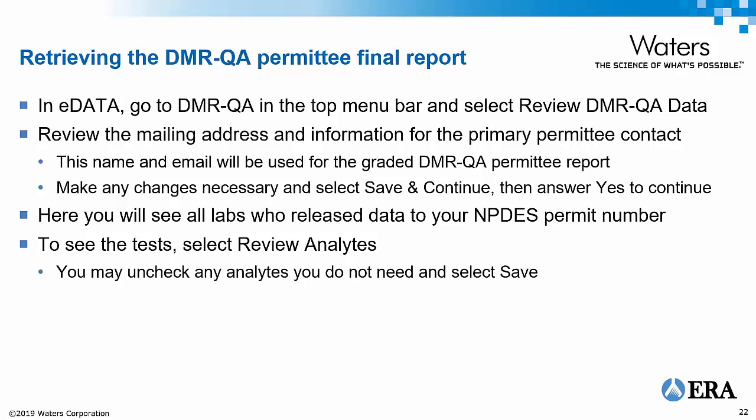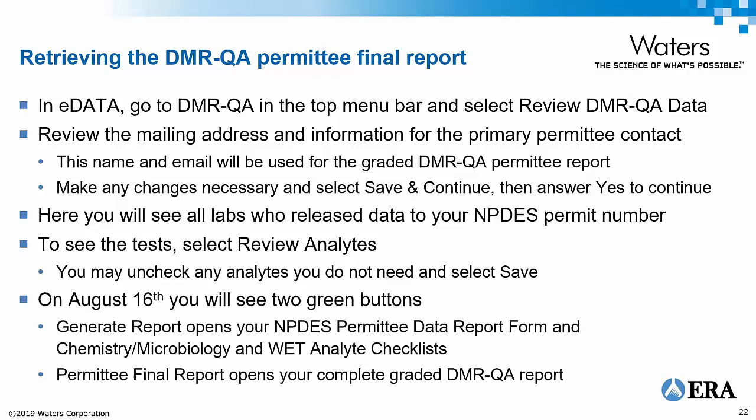When we release the graded reports on August 16th, you will then see two green buttons at the bottom of that screen. Simply Generate Report gives you a copy of the DMR-QA data report forms and checklists in case you need new ones. The Permittee Final Report, that's the key. That opens your complete graded DMR-QA report with all the evaluations. In that report, we will have a copy of the checklists and forms you need to send to your state coordinators.